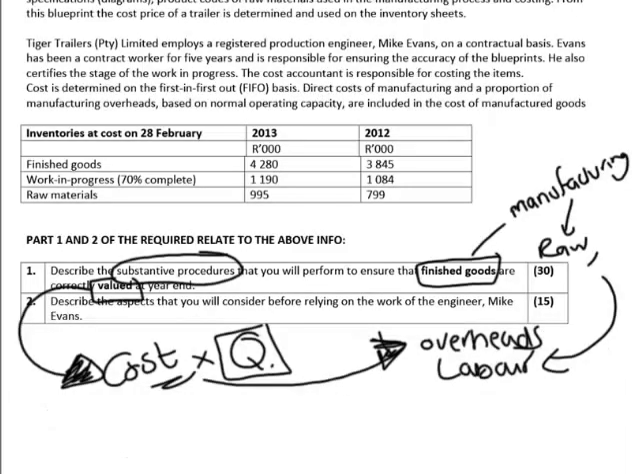Because there is certain information in the scenario that relates to part 2 of the required, I'm just going to quickly go through part 2 as well, just so that we can keep it in the back of our minds as we are reading through the scenario. So part 2 is going to ask you to describe the aspects that you will consider before relying on the work of the engineer, Mark Evans. So just bear that in mind. There's an expert that management uses that we are going to need to assess later on.